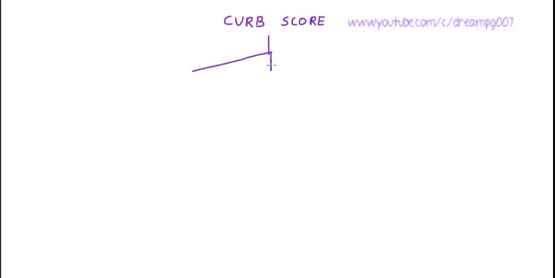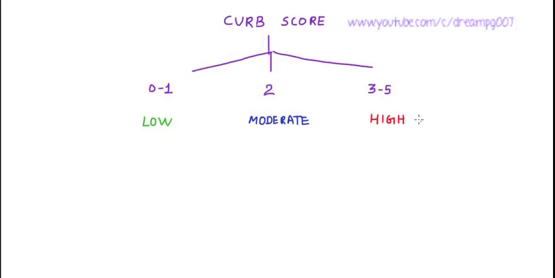Based on that, pneumonia is classified into low risk, moderate risk and high risk. Low risk have a CURB score of 0 to 1, moderate have a CURB score of 2 and high risk have a CURB score of 3 to 5.